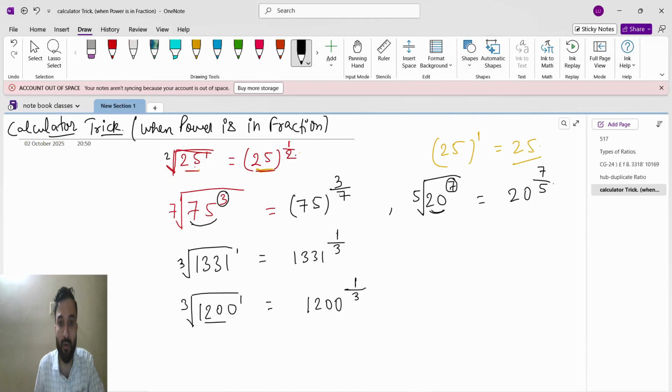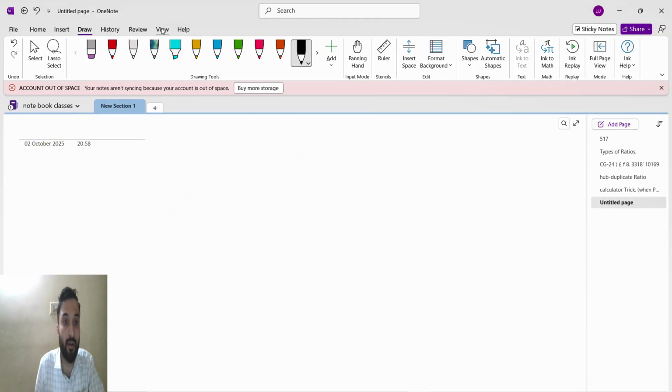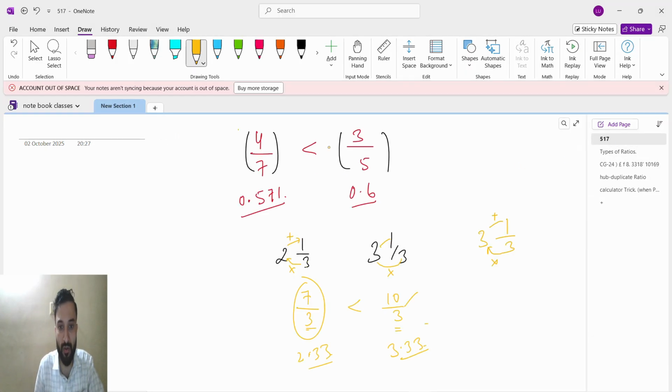So now we have to write down the calculator trick. Now see, understand this very important thing, guys. The calculator trick is this. See what you have to write first. If you want, you can write it. Whenever we have to find the greater or smallest number, we will use the direct calculator.